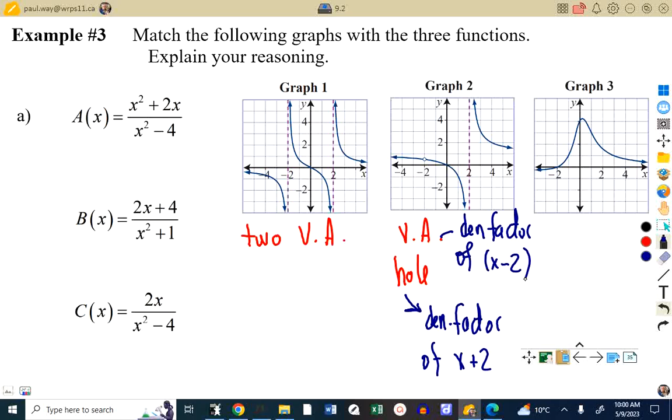What will be different is that because there's a factor that produces a hole of x plus 2, we need an x plus 2 in the top. Over here, by the way, you don't even have any non-permissible values for this one. So clearly, this is b of x. I shouldn't say clearly. I take that word back.